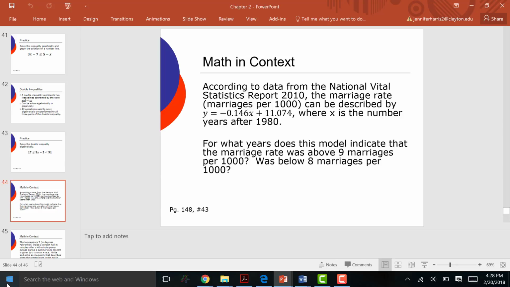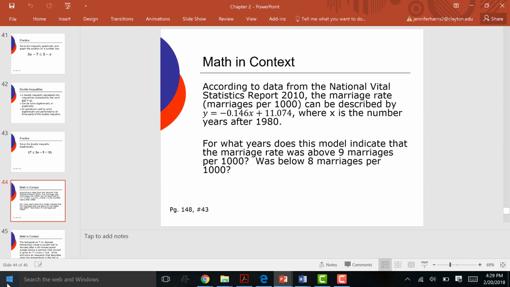Does the symbol switch something? Yes, it does. We divided both sides by a negative, so again, this symbol has to switch to the other direction. Now, instead of a less than symbol, it's going to be a greater than symbol. So x is greater than, all right, I need my calculator.